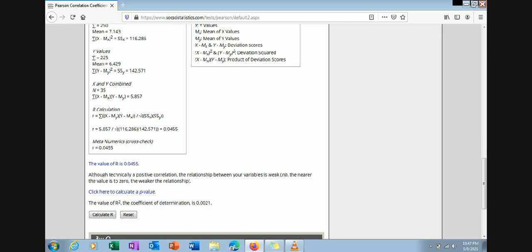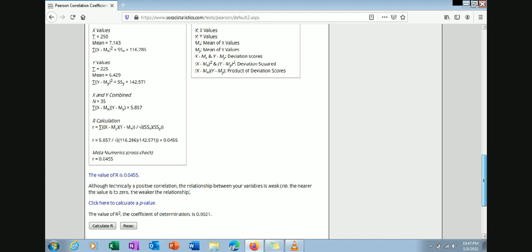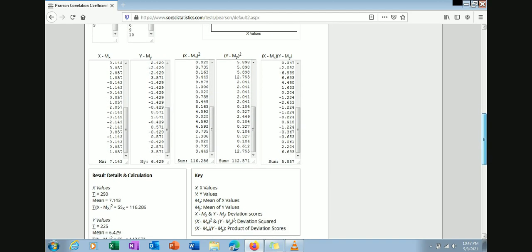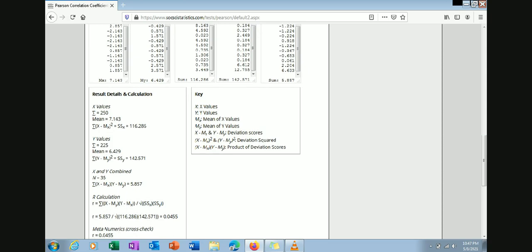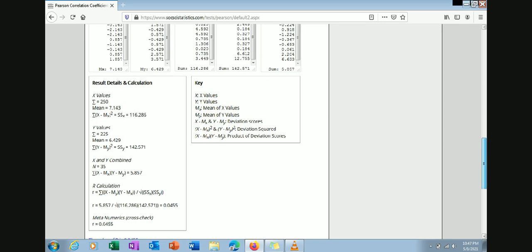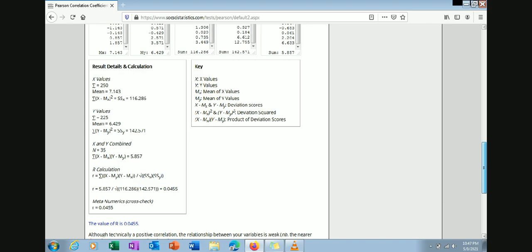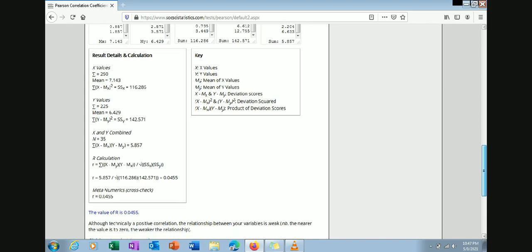So, the R calculation, so, yung may formula dyan. Then, input lang natin yung mga nakuha natin base sa formula. Then, the MetaNumerics cross-check is R is equal, ayan, R is equal to 0.0455. Then the value of R is 0.0455.